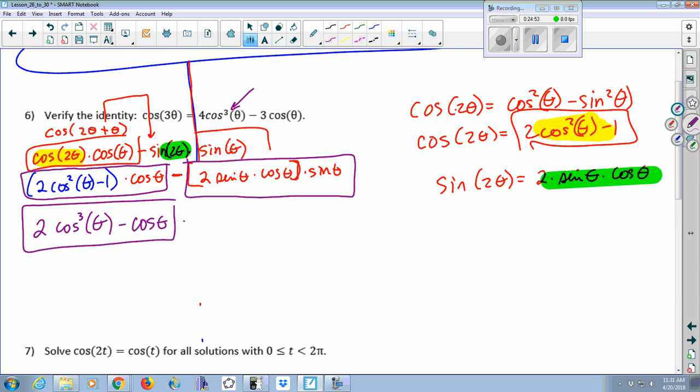Now my second purple box here becomes, this is just all multiplication all the way across. So it's 2 sine squared theta times cosine theta. Let's see. I don't know. How am I going to get rid of that sine squared theta?